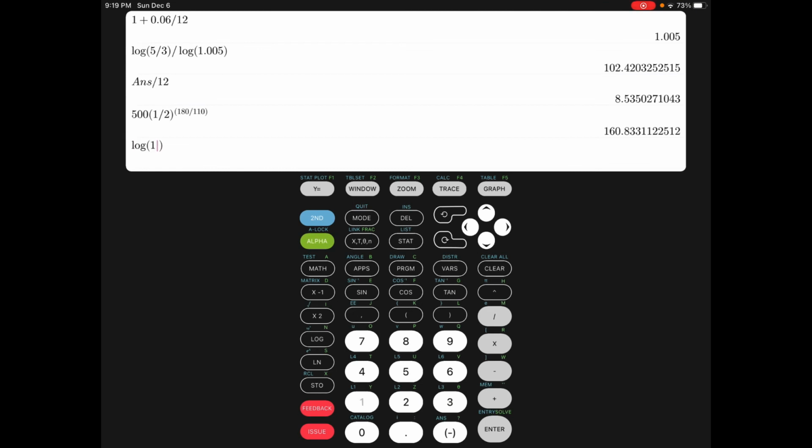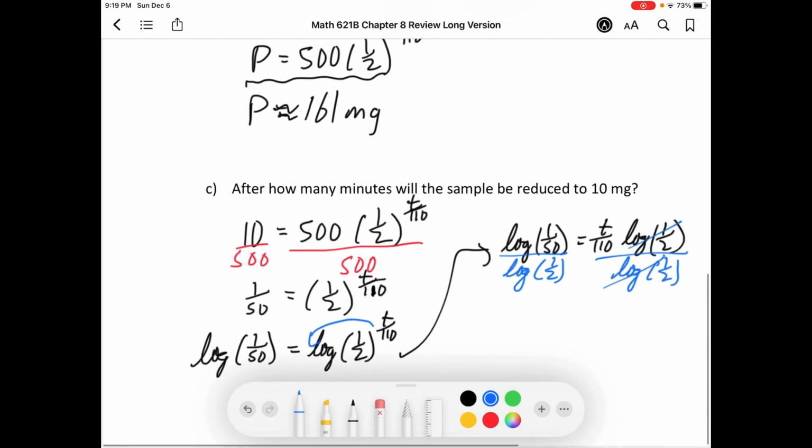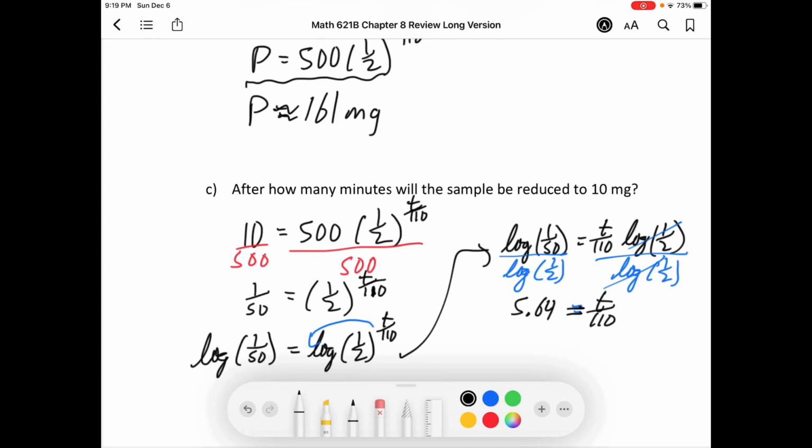So log of 1 over 50 divided by the log of 1 over 2. You get this 5.64385561 number. I'm just going to write a couple of those digits down, but I am going to keep the rest of them. So t over 110 equals 5.64-ish. And now I'm just going to multiply by 110 to get t on its own.